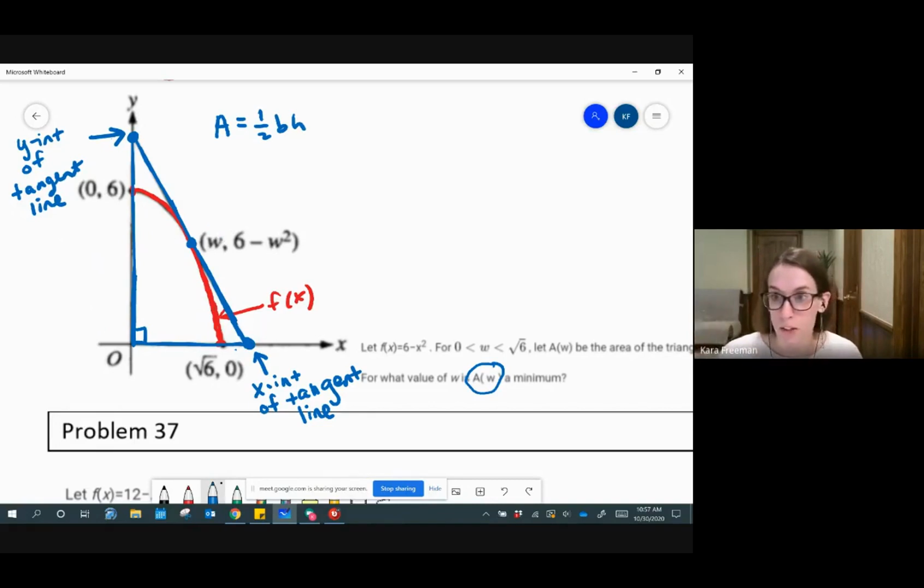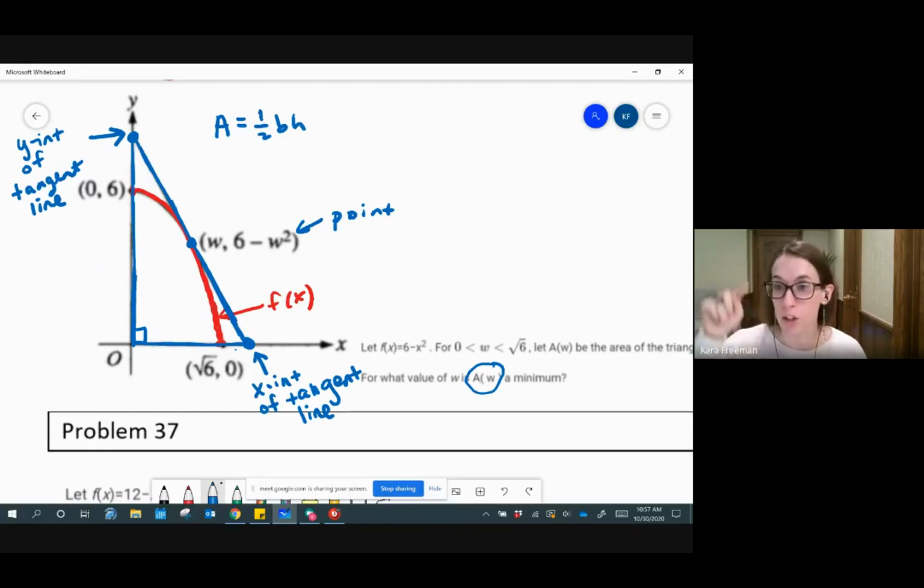So what do I probably need to find? An equation of the tangent line, right? Okay, so to find the equation of a tangent line, we need to find a point and we need to find the slope. Well, guess what? This is my point. It's a generic point, right? Because we don't know exactly what point is going to maximize area. So we call our generic point w, 6 minus w squared is on that red graph. Everybody agree that's the point?